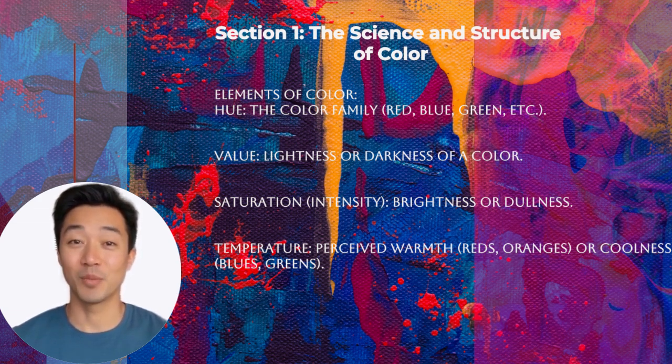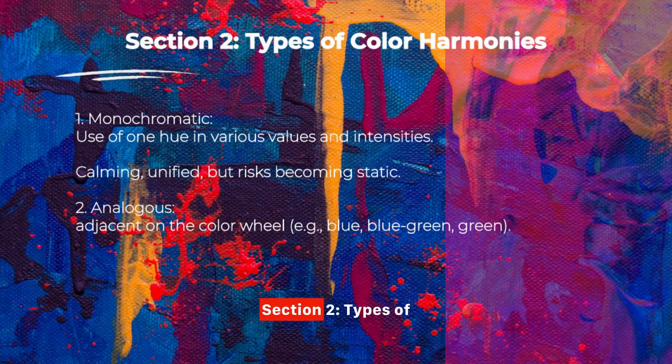Color wheel. Primary colors: red, yellow, blue. Secondary colors: orange, green, violet. Tertiary colors: red-orange, yellow-orange, yellow-green, etc. Section 2. Types of color harmonies.